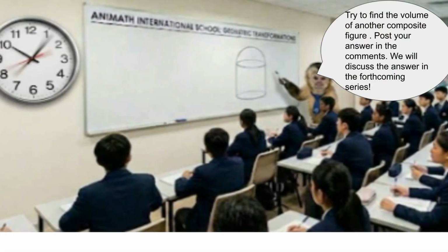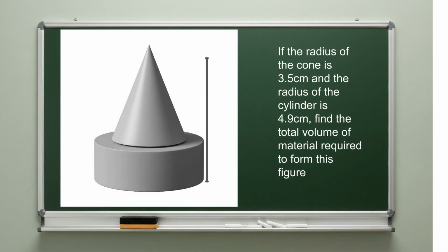Try to find the volume of another composite figure. Post your answer in the comments. We will discuss the answer in the forthcoming series. If the cone radius is 3.5 centimeters, the cylinder radius is 4.9 centimeters, and the cone height is 12 centimeters, find the total volume of material required to form this figure.